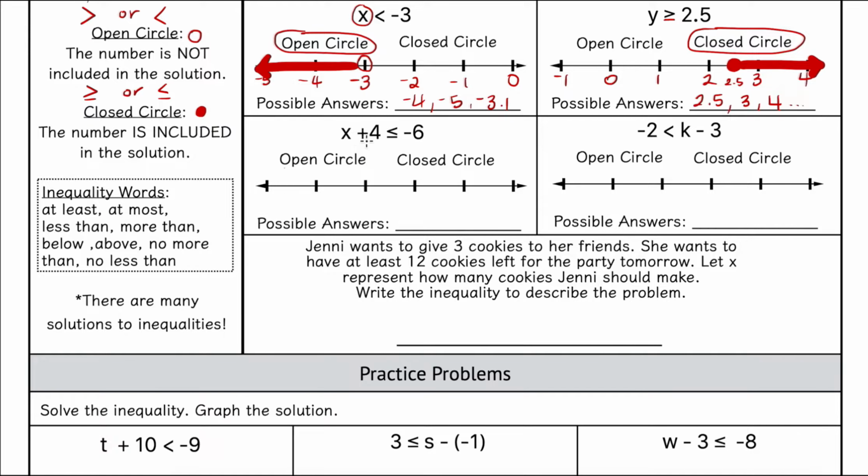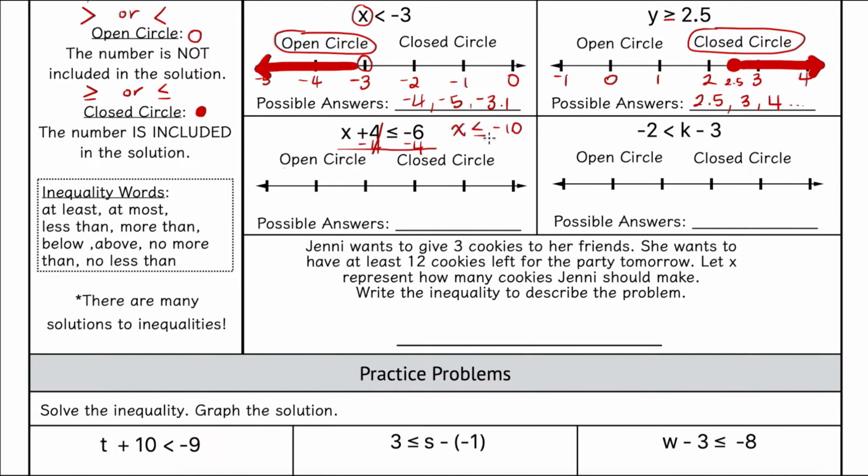Now we have our one-step inequality where we have to solve and we have to graph. So in this case, in order to find the answer, we subtract 4 from both sides, as if we are solving an equation. It's very similar to solving equations. We subtract 4 from both sides, which gives us 4 minus 4 makes it 0. So we have x is less than or equal to negative 10.